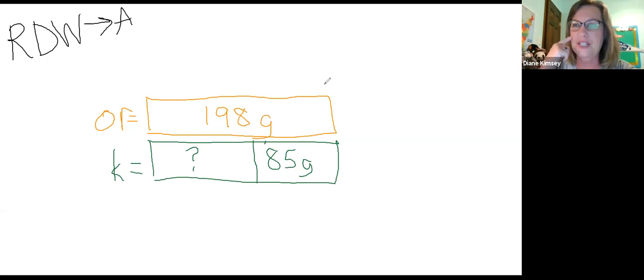So now I would talk to the kids, and if this is their application problem of the day, I think I would stop right here in helping to set them up for success and say, all right, how are we going to figure out how much the kiwi weighs? We know what the orange weighs. We know that the kiwi weighs 85 grams less. So am I doing addition or subtraction? And hopefully the kids are figuring out, oh, you're going to do subtraction.